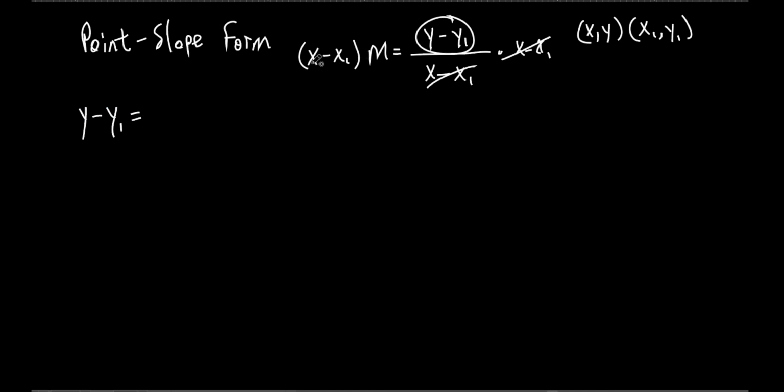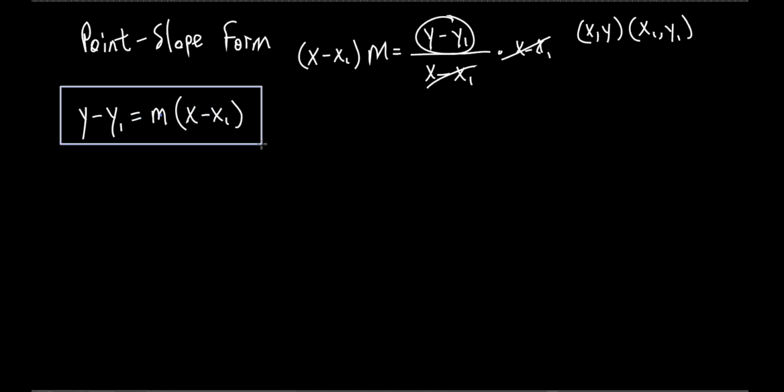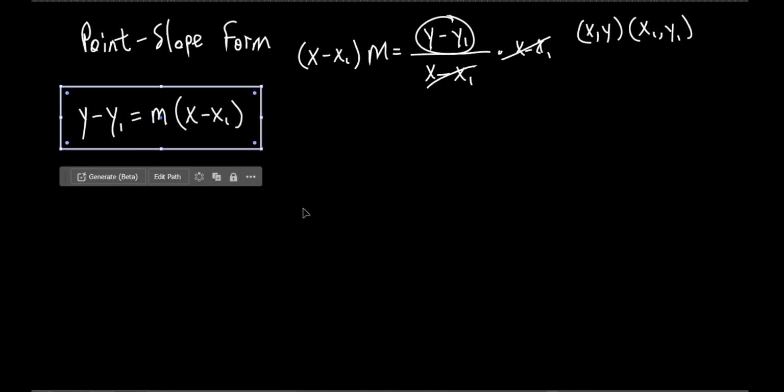Now, you could just write x minus x1 in parentheses, then an m, but we usually write the m first. So I'm going to write the m first, and then I'm going to put the x minus x1. That right there is our point-slope form. It's really just the slope rearranged. That's all it is. All right? So it looks like a fancy equation, but we just took it from our slope.